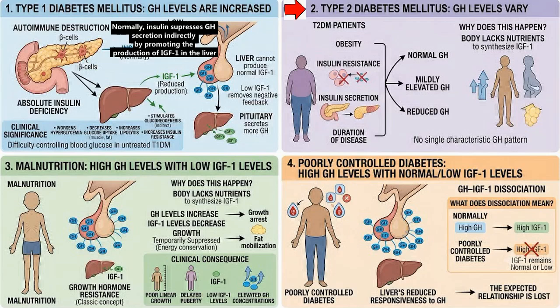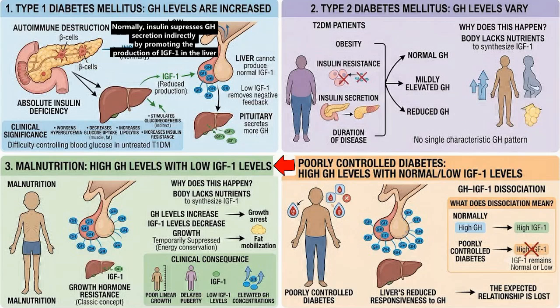2. Type 2 diabetes mellitus. GH levels may be increased, normal, or decreased. Unlike type 1 diabetes, type 2 diabetes is characterized primarily by insulin resistance rather than absolute insulin deficiency. Because patients vary in obesity, insulin resistance, insulin secretion, and duration of disease, GH secretion also varies considerably. Some patients have normal GH, mildly elevated GH, or even reduced GH secretion. There is no single characteristic GH pattern in type 2 diabetes.